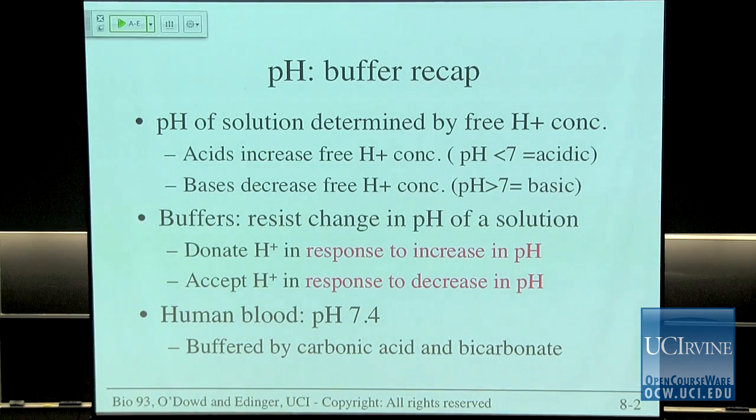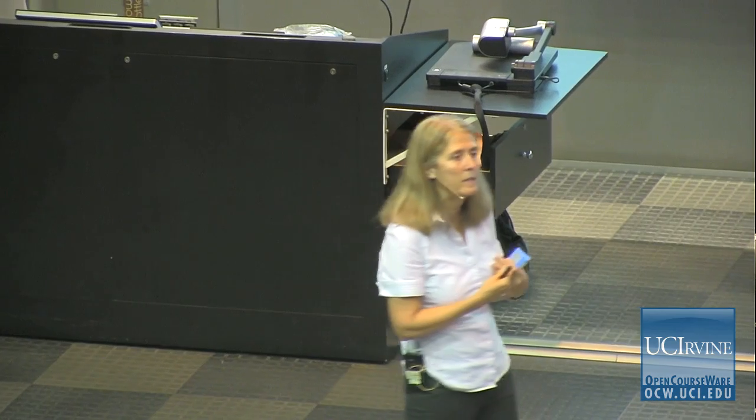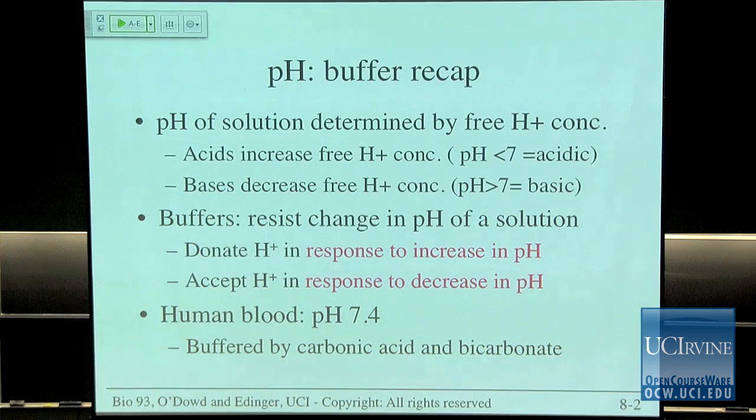In the example I talked about last time, I told you that the processes that go on in human blood are really sensitive to changes in pH, and the standard pH of human blood is 7.4. To keep it at that level, we have a buffering system called the carbonic acid and bicarbonate buffering system.